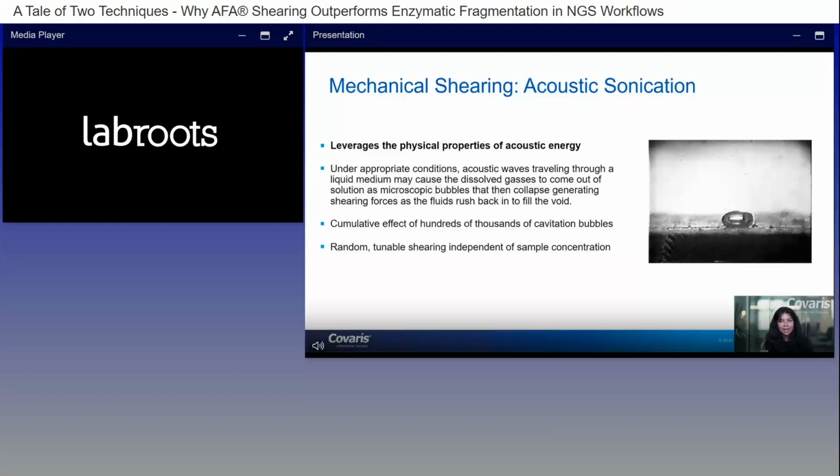So the second method we're going to highlight is mechanical shearing, and in particular, acoustic sonication. Acoustic sonication leverages the physical properties of acoustic energy in order to shear your samples. This is a really interesting process that may not immediately be intuitive. When acoustic waves move through a liquid, they cause the microscopic gas particles within that liquid to form expanding cavitation bubbles. And these bubbles are going to expand and expand and expand until they reach a point of collapse. And it's this collapsing that actually produces the shearing forces that process your samples.